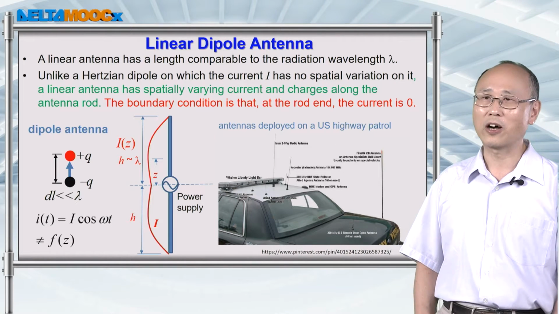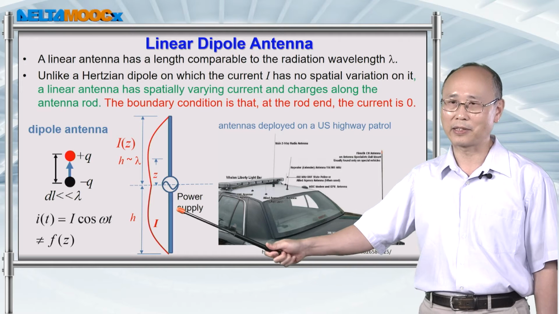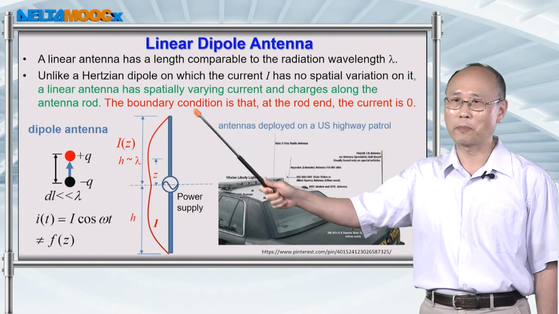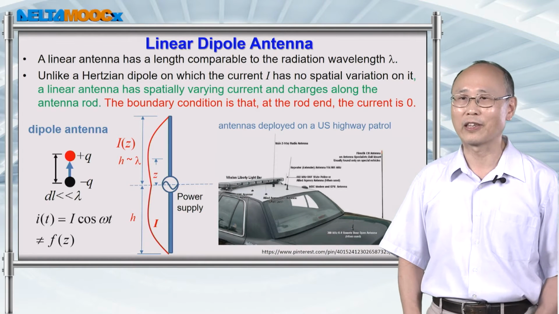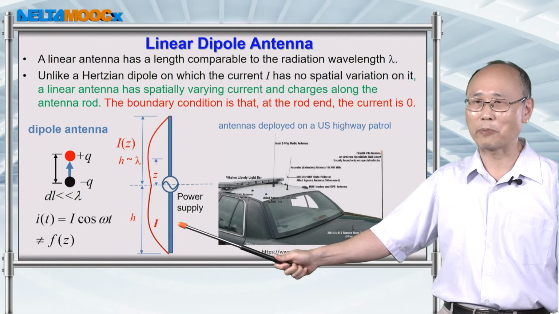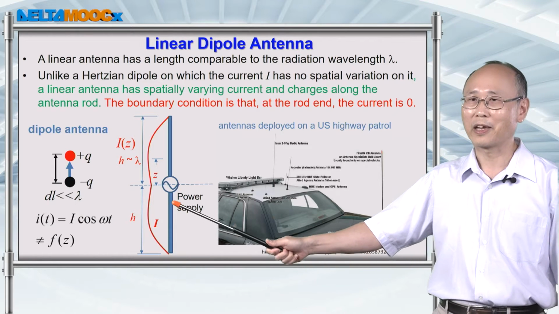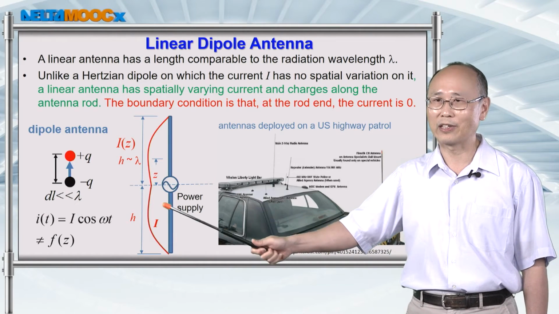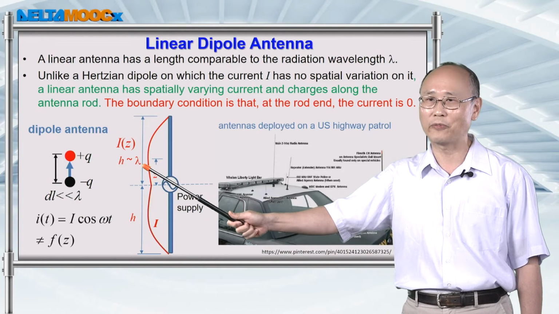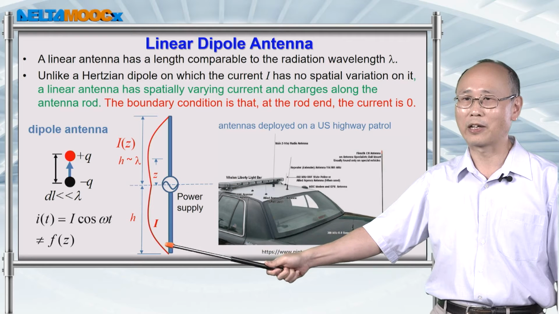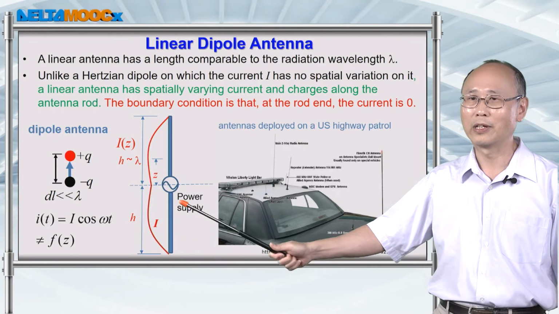And the consequence of a long antenna is that the distribution of the current is going to be a function of position on this antenna, because we're going to establish a standing wave for the current on this antenna. And when this antenna length is comparable to the radiation wavelength, then you're going to see that at different locations, you will have different current distribution.